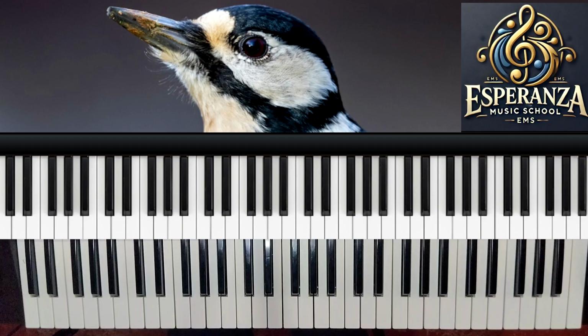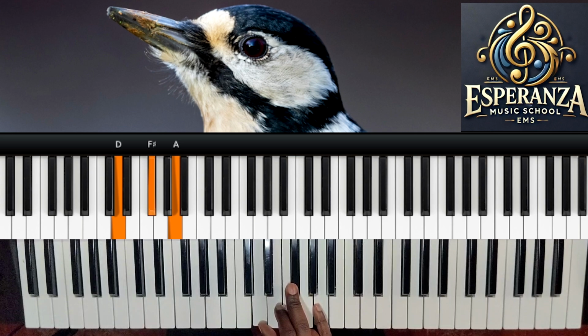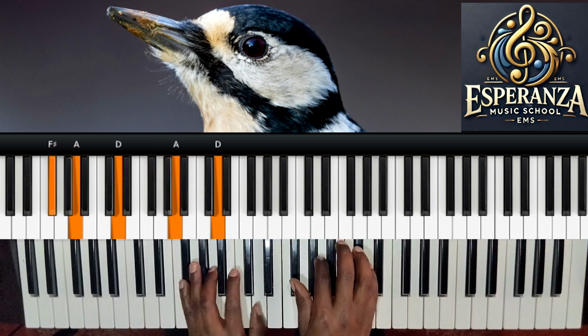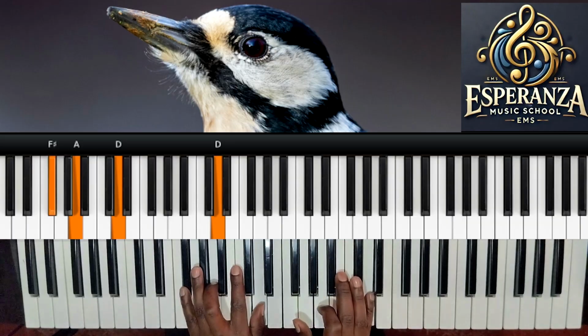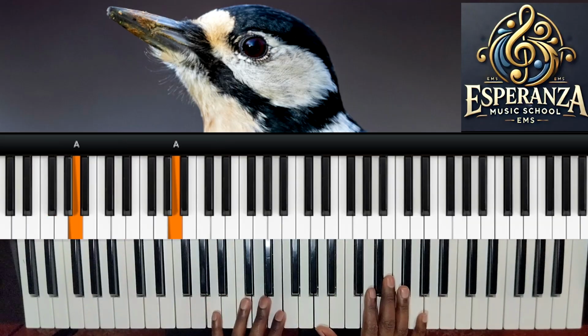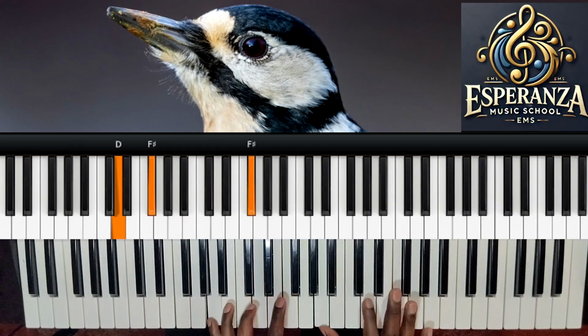So position 1 is this. Position 2 is whereby I am rearranging so that I start with the 3, 5, and 1. And then position 3, which is second inversion, is whereby I'm starting on the 5, 1, 3.